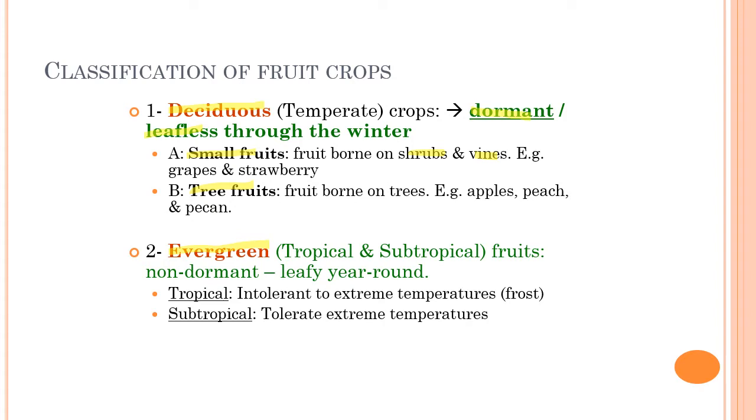And most of the evergreens are actually either tropical or subtropical. That means they either can be tolerant to extreme temperature like cold temperature, or they are not. So tropical fruit trees like banana don't tolerate very cold temperature, whereas subtropicals can. Subtropicals include citrus and date palm, and these are also evergreen. That means they don't shed their leaves in the winter or in the summer.